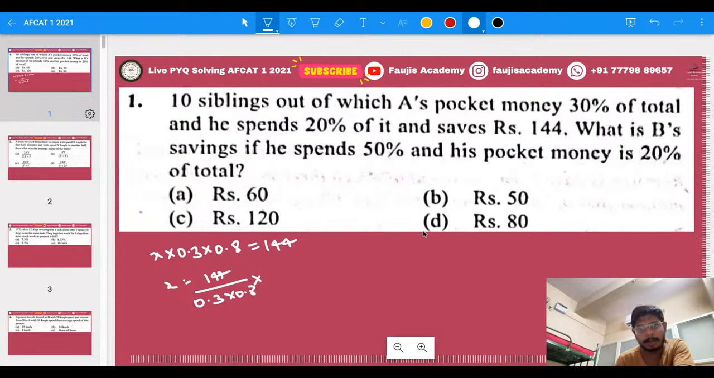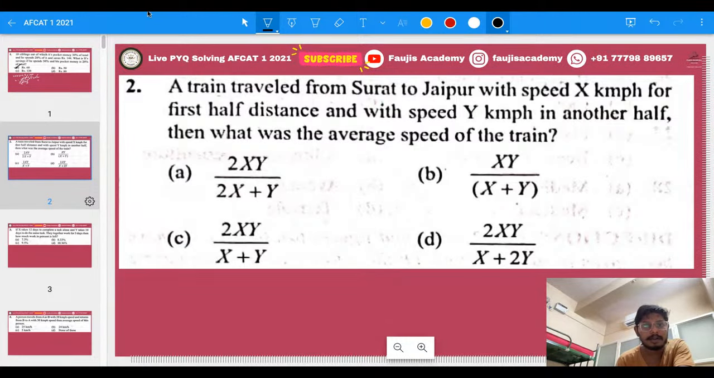Okay. And what's B's saving if he spends 50%? If he spends 50%, that means he saves also 50%, and his pocket money is how much? 0.2 of the total. If we work out, how much do we get? 3 times 8 times 6 times 6, we'll get the answer as 60. Okay, right?